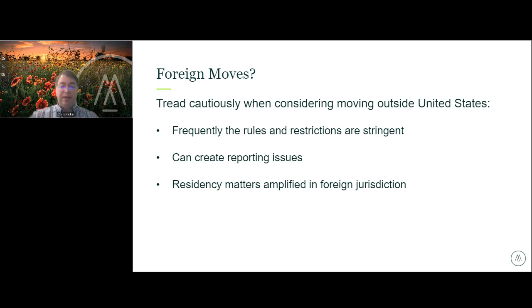One of the examples that comes up frequently is questions about Puerto Rico, because they are still a U.S. territory.